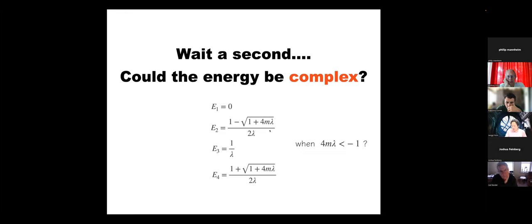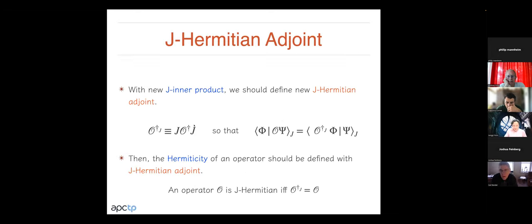So to see what happened, this is related to the previous question. When we define this Hermitian adjoint, this usual dagger is a naive dagger. The correct inner product is the J inner product, so you should define a new J Hermitian adjoint in this way, which is consistent with this J norm. Then when you say an operator is Hermitian or not, it should be with respect to this J Hermitian adjoint. So O is J Hermitian if and only if this relation holds.